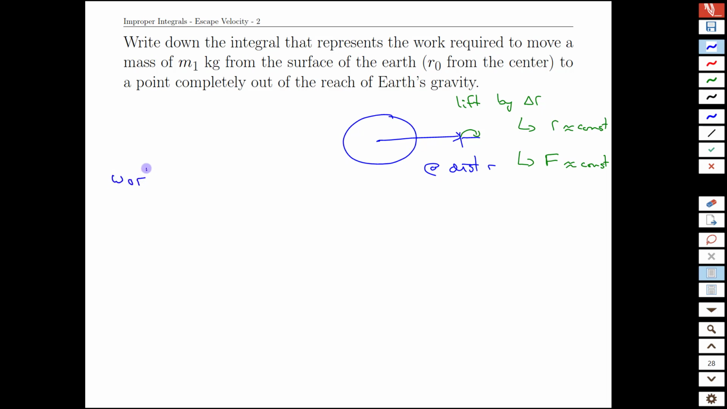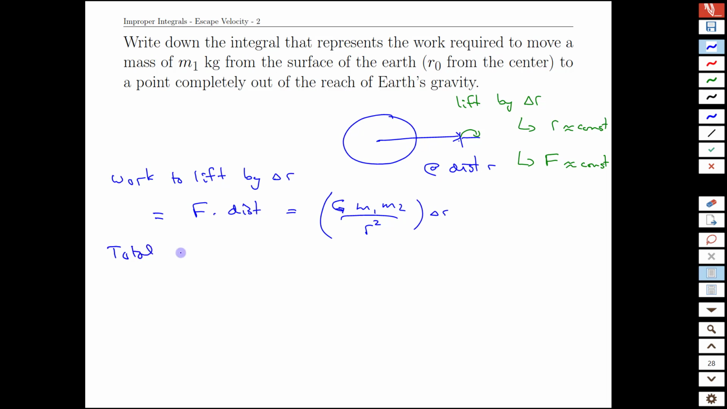So the work to lift by some small change in r is going to be equal to our force times distance. And our force is G m1 m2 all over r squared, not r2, r squared. That depends on where we are when we're lifting, but we're going to move by a simple little distance, our lift, which is delta r. So we could figure out what the force of gravity is right now, and then multiply that by the little lift distance, and that would give us the amount of work done.